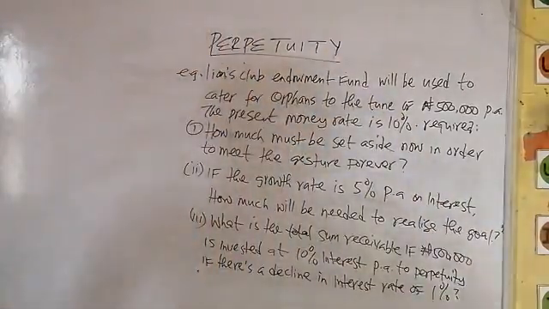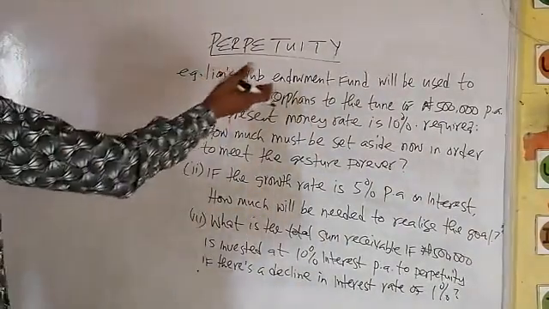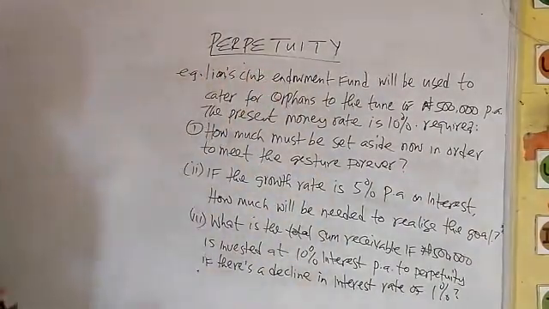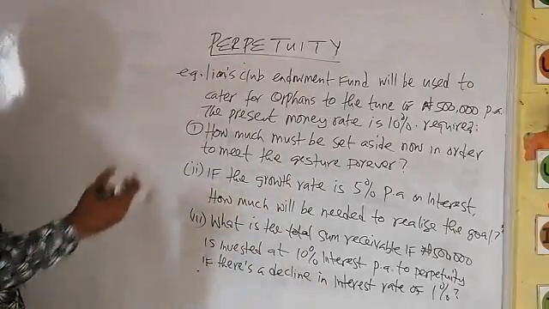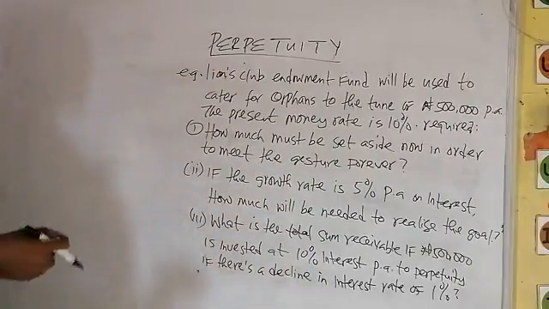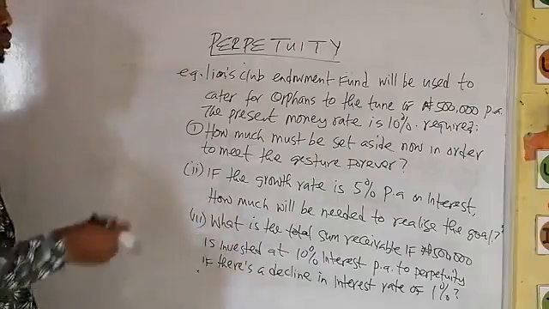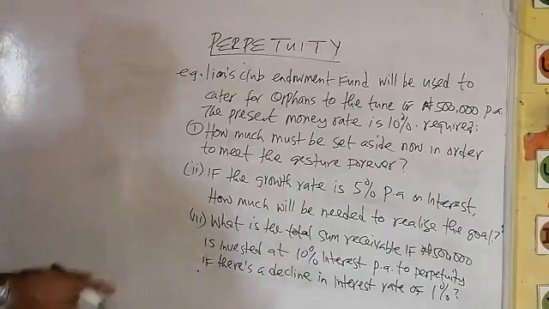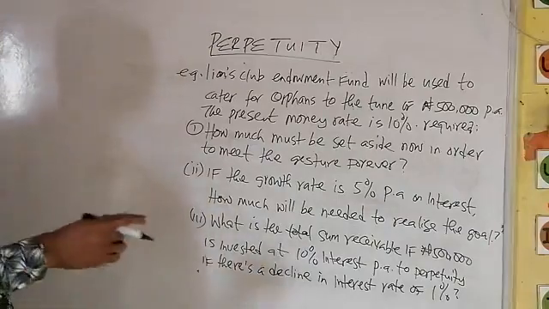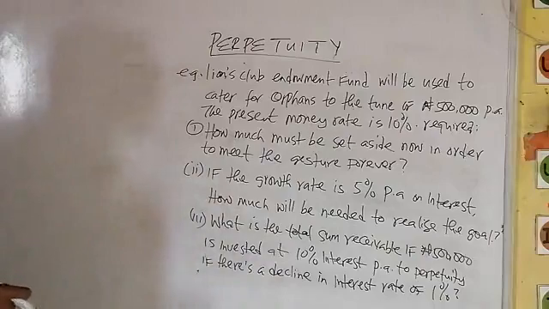Okay, here is a question. Lions Club Endowment Fund will be used to cater for orphans to the tune of 500,000 naira per annum. The present money rate is 10%. Required: how much must be set aside now in order to meet the gesture forever?